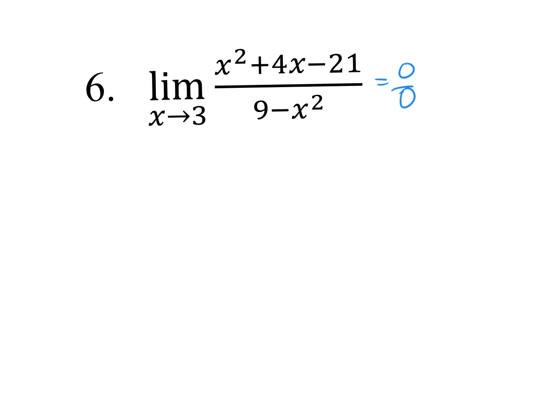Is there anything to distribute? How do we do this one? Factor it out, right? What's the top factoring to? What multiplies to be negative 21 and adds to be 4? 7 and 3, and the 3 has to be negative, right? Love it. x plus 7, x minus 3, he says.